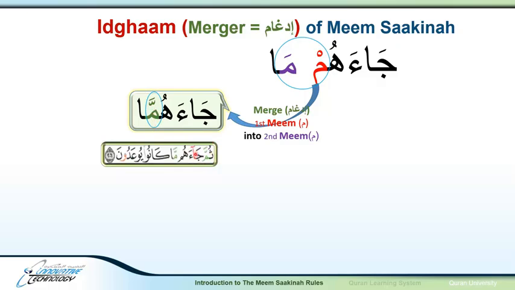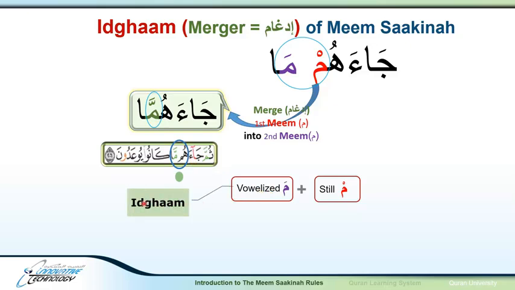ثم جاءهم ما. Meem Sakinah with Meem following it, and we'll notice that we don't show the sukun here on the first Meem, but a shadda on the second Meem, which is now appearing in green, indicating idgham with ghunna. Still Meem plus vowelized Meem, Meem with fatha, results in idgham, which is given the color green.